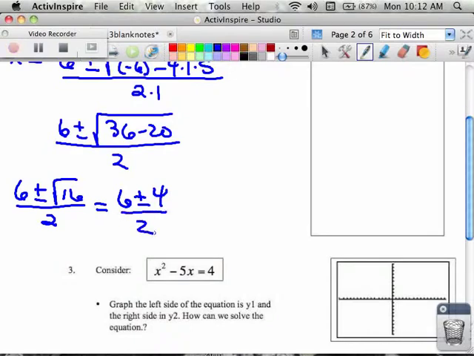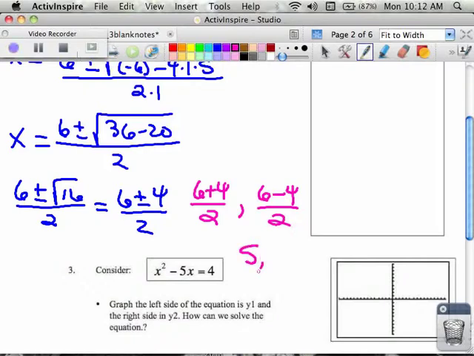And what this is saying is that I have two answers for x. Because remember, this is equal to x. I have either 6 plus 4 all over 2, or 6 minus 4 all over 2. And 6 plus 4 is 10, divided by 2 is 5. And 6 minus 4 is 2, divided by 2 is 1. And these are my x values. So notice how it yields the exact same numbers, 5 and 1.